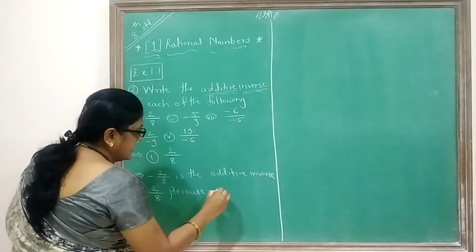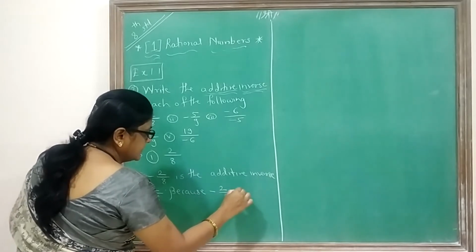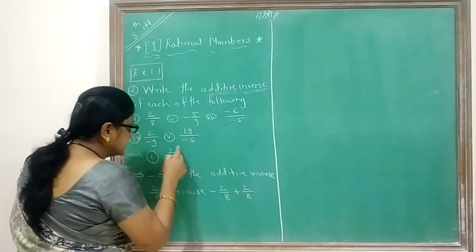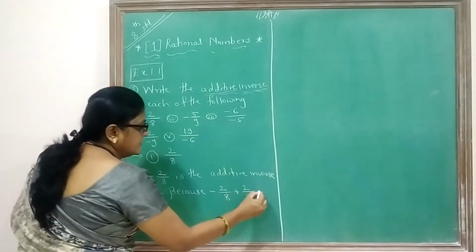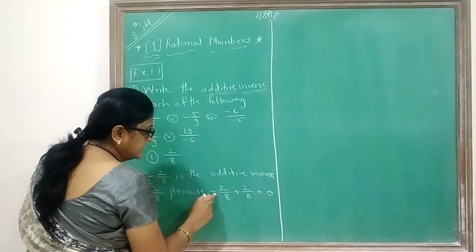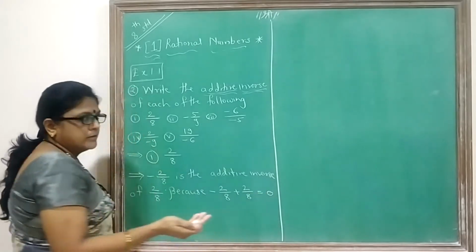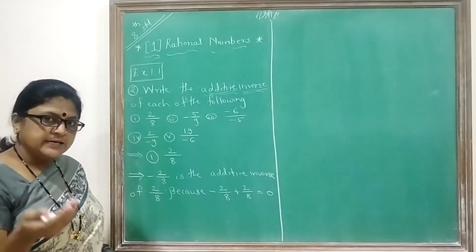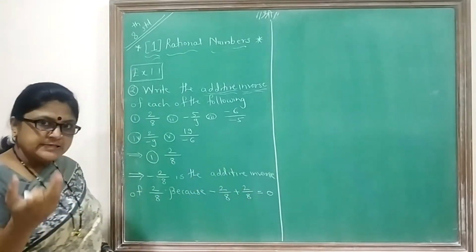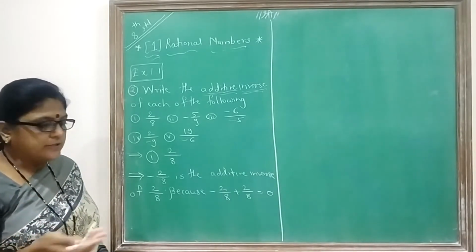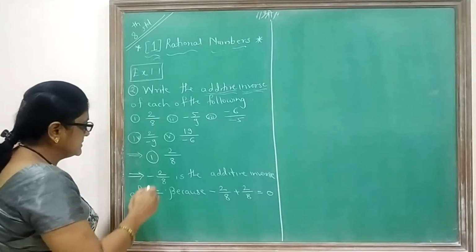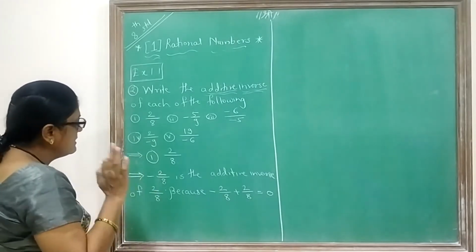Because minus 2 by 8 plus 2 by 8, the question and its answer are added, then you will get 0, because the numbers are the same and the signs are different. Also here the LCM is the same, so you can directly subtract or add. Minus 2 plus 2 is 0. This is the answer.